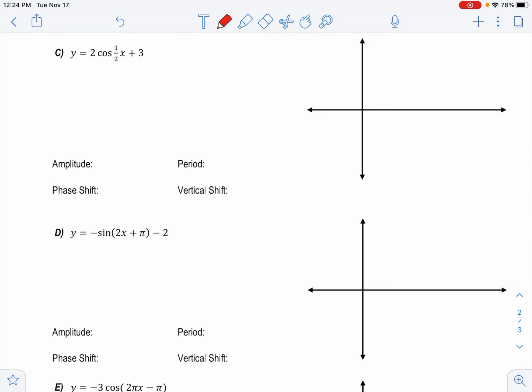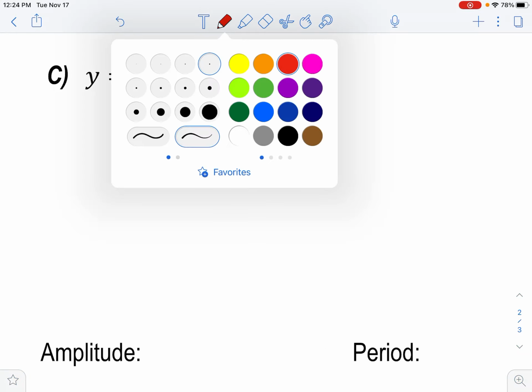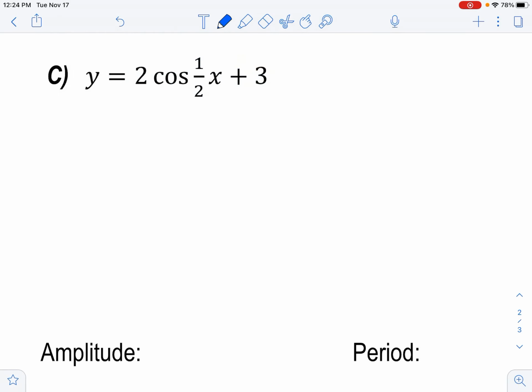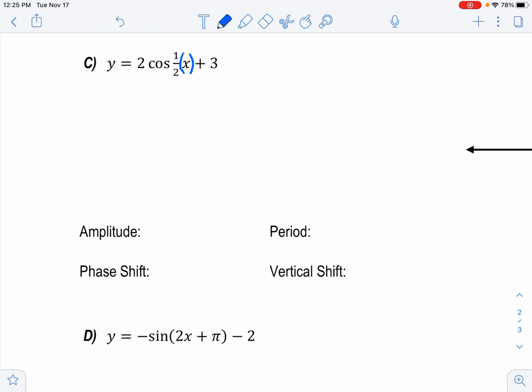Okay, let's move on to the next one here. So now we're going to introduce some b values other than 1. So there's a b value of 1/2 here, but I also notice there's no parentheses. So I'm going to throw in some parentheses. Remember, if there's no parentheses, it goes around the x. So if you look, the 1/2 is already factored out. So that's the good news.